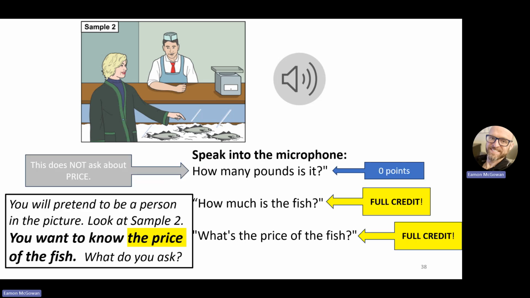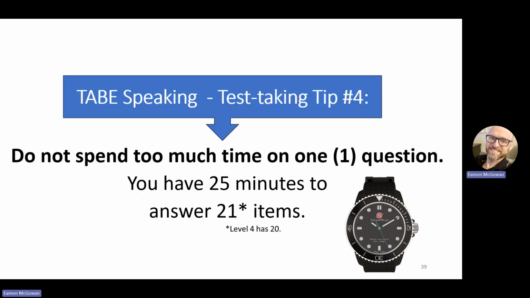But yeah, tell the students, right? You have to pretend to be a person in this picture and you want to know the price of the fish, not the weight. And how many pounds is it? Great sentence, but does not answer the question. So show the students they will lose points if they don't answer the question correctly. Also note that a lot of these answers are not very long, and we'll talk about that a little bit later. Test taking tip number 4.